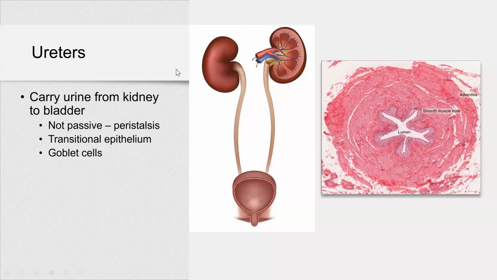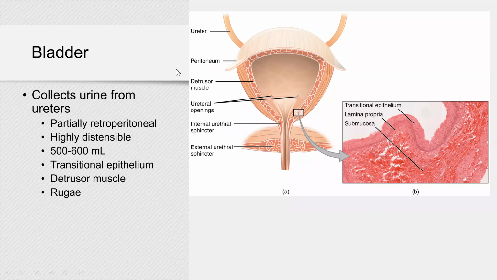Right. Then we have the urinary bladder. It's partially retroperitoneal. Retroperitoneal means you are not inside the peritoneal cavity. It is highly distensible, which means it can stretch a lot, and it can hold 500 to 600 milliliters of urine. It's also covered by transitional epithelium.